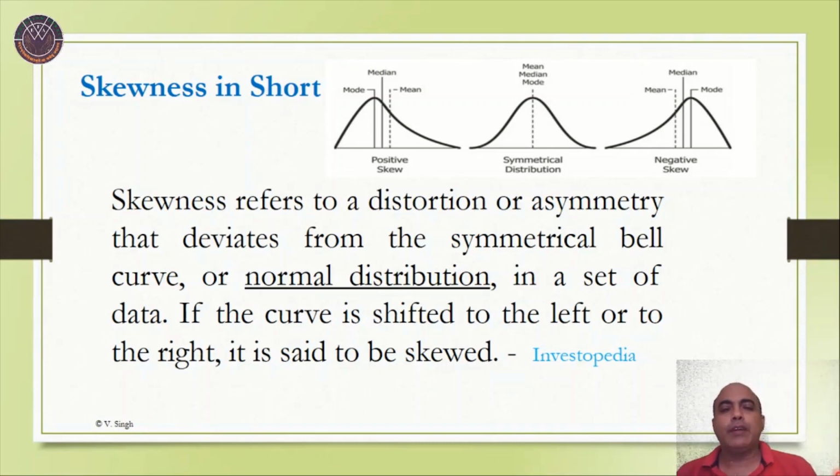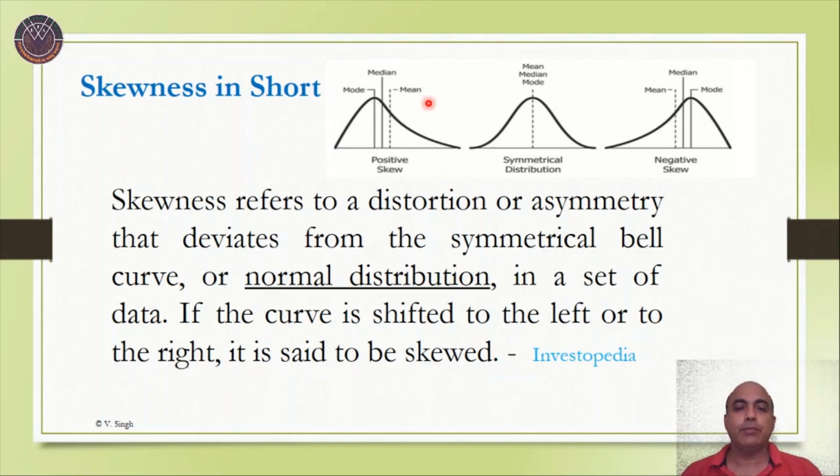So we have learnt about different properties of the normal probability curve. Now, before closing this video, we will learn a little bit about skewness and kurtosis of a curve. Skewness refers to distortion or asymmetry that deviates from the symmetrical bell curve or normal distribution in a set of data. If the curve is shifted to the left or to the right, it is said to be skewed.